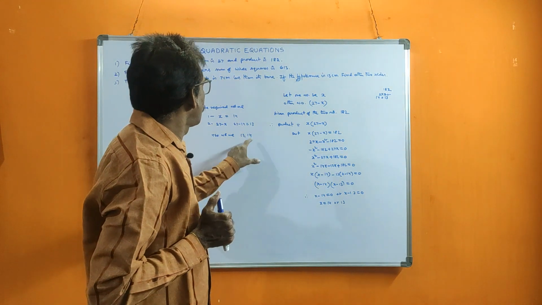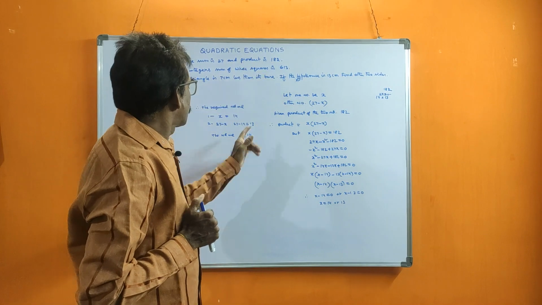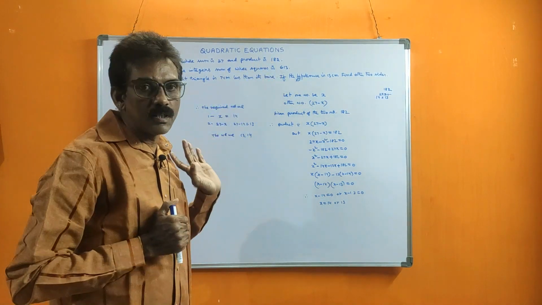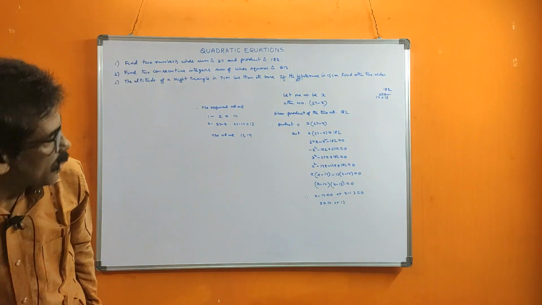Checking, you see 13 plus 14 is 27. The sum is 27. Product 13 into 14 is 182 only. So these are the required numbers.